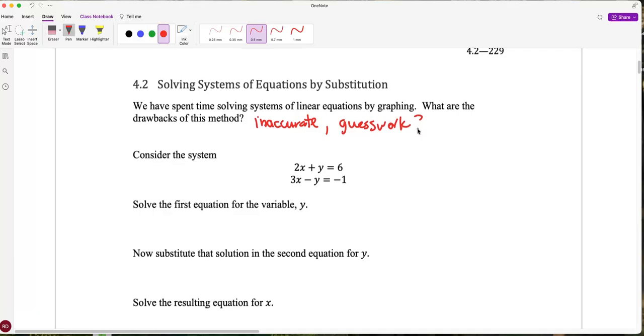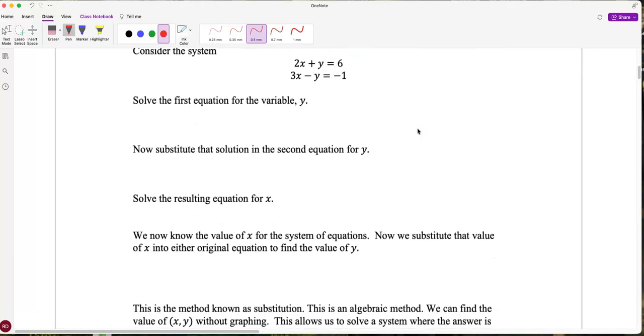Okay, those are things that are going on. Let's look at another way of solving. This is called solving by substitution. This is an algebraic method. Let's look at the first equation and solve the first equation for y. You get y is equal to negative 2x plus 6.